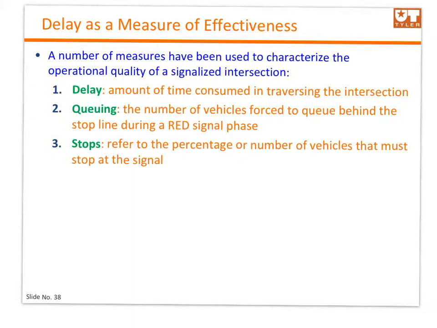Number 2 is queuing. Queuing is basically the number of vehicles forced to queue behind the stop line during a red signal phase. Number 3 is stops. How many stops? This really refers to the percentage or number of vehicles that must stop at the signal.